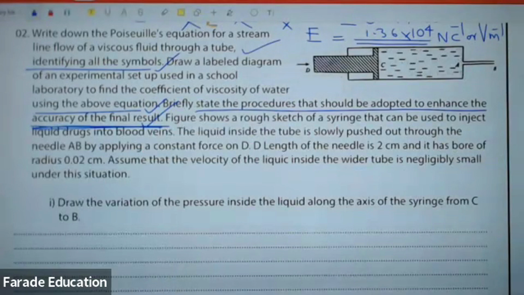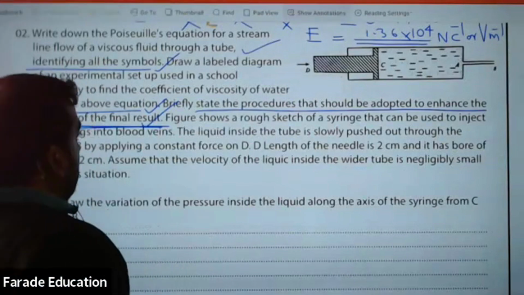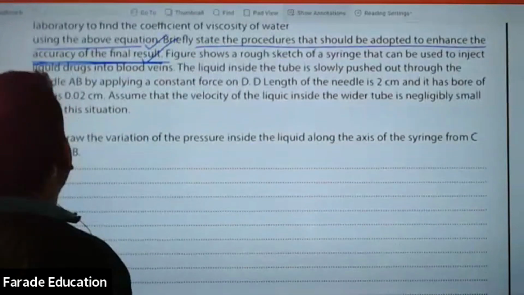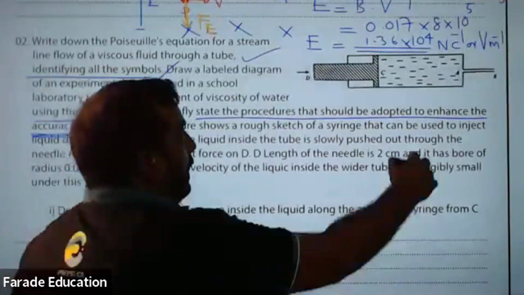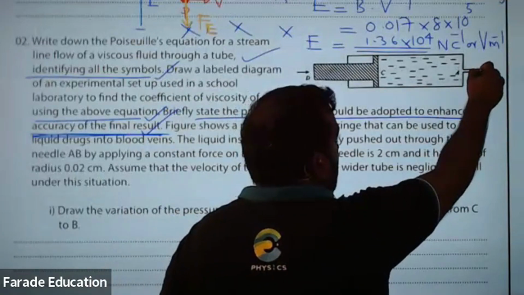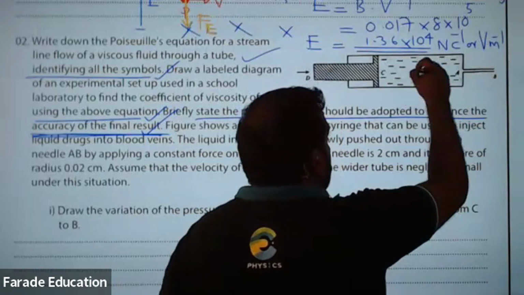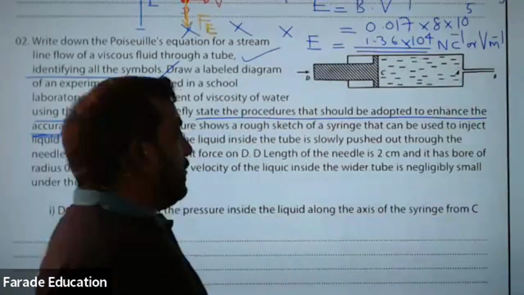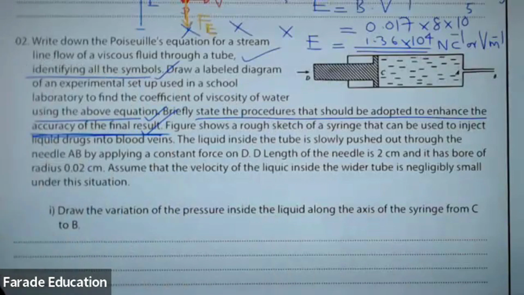Figure shows a rough sketch of a syringe that can be used to inject liquid into a blood vein. The liquid inside is slowly pushed out through the needle AB. This is your needle AB. Small, like a capillary tube, so we can apply Poiseuille's equation there. Here it's very large, so of course pressure will remain constant. The liquid inside the tube is pushed through the needle by applying constant force on D.